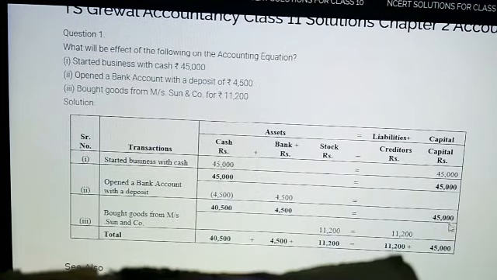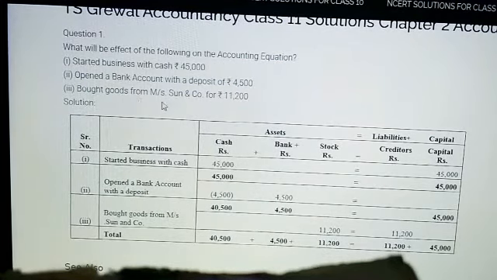Still here, you are not getting either profit or loss. That means your capital is 45,000 and assets have been converted into two parts: one is cash plus bank. So cash which you have is 40,500 plus 4,500 which is in the bank. Now move ahead to the third statement.